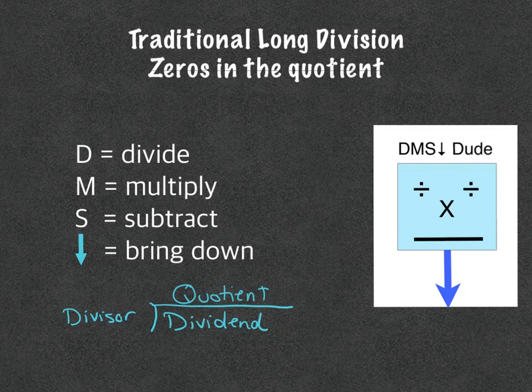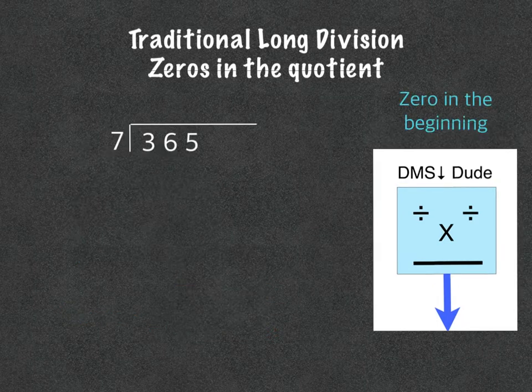So again, we've got our DMS down dude to help us with our algorithm as a mnemonic device. So divide, then multiply, then subtract, and then bring down. However, this time we're going to run into some times when our divisor is not going to go into the number, and I'll show you how. So this one is an example of what happens if you have a zero at the beginning of your answer.